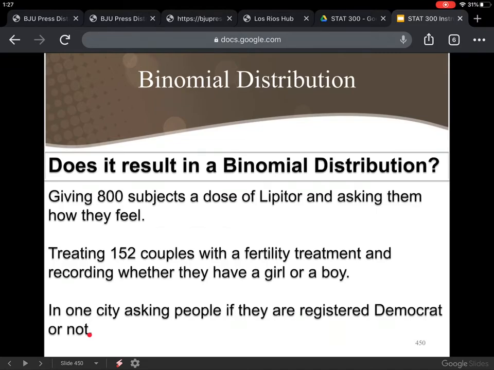And the last thing, are there only two outcomes? Yes, it says Democrat or not. So all of the other parties are put into this not, and then the Democrat question would be put into the other. So the only problem I see with this one would be that in one city, you don't know how many people there are necessarily. So there's an indefinite, undisclosed amount of people that are being surveyed. That means that this is not a binomial distribution.